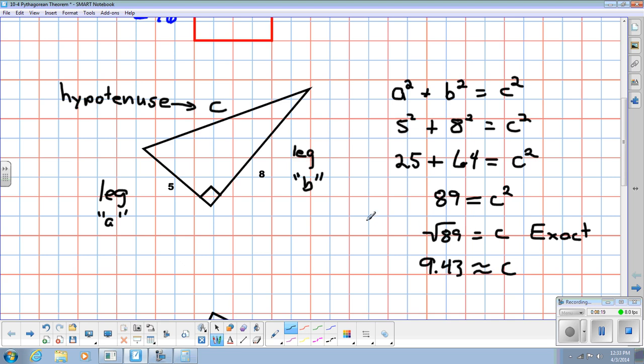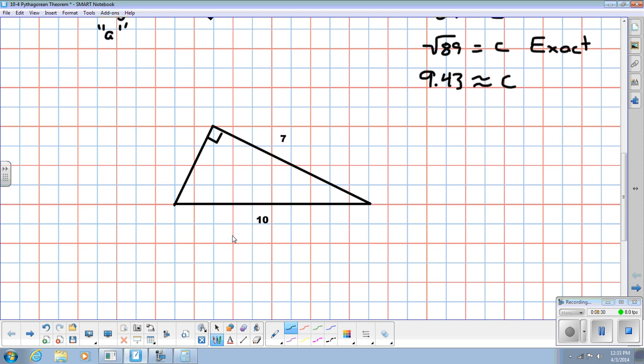And this is how Pythagoras discovered this. This is what he was doing. Okay, this is situation one: you have the hypotenuse missing. Situation two is you have a leg missing. You've been given the long side, the hypotenuse.